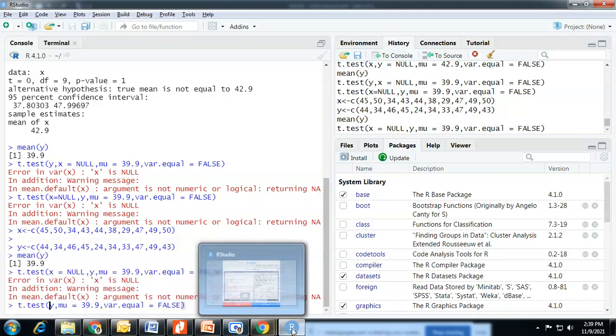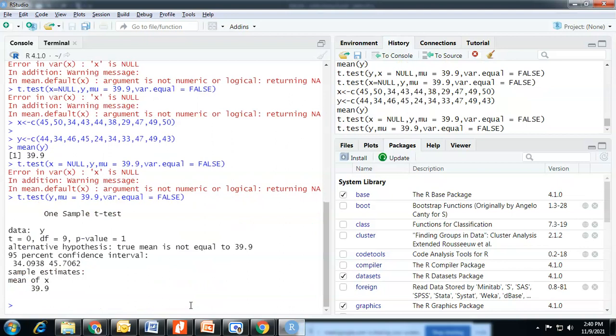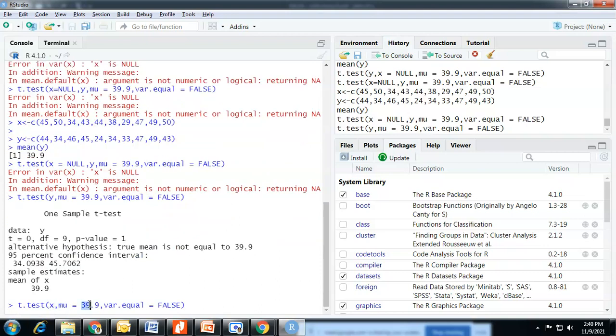Only we will take one variable, y, mu is equal to 39.9. Let us execute. Okay, so now it is giving the value. So in this case, let us say execute this independently for x. Okay, so x, and then it was 42.9.